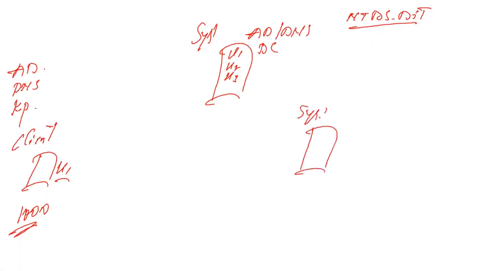So for example, I'm taking a system 2 machine, and this machine should be a part of our domain as a member server. In this machine, we have to install Active Directory Lightweight Directory Service. Now, in this Lightweight Directory Service, do we require a database or not? A database means we require user accounts.